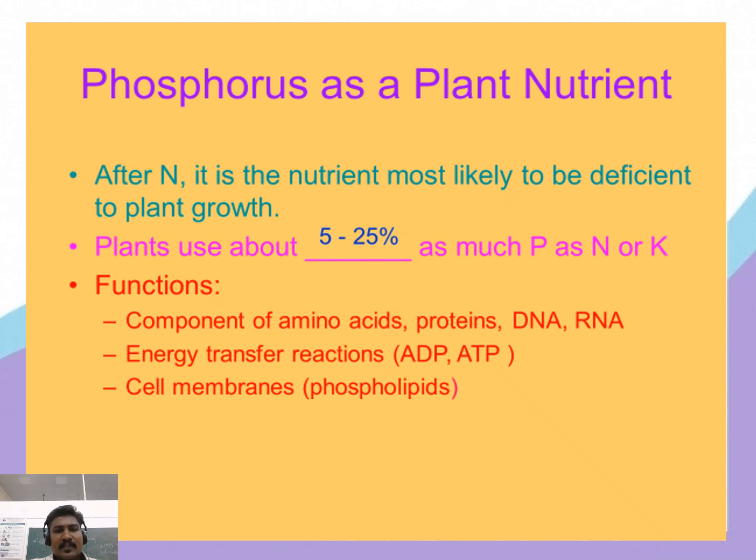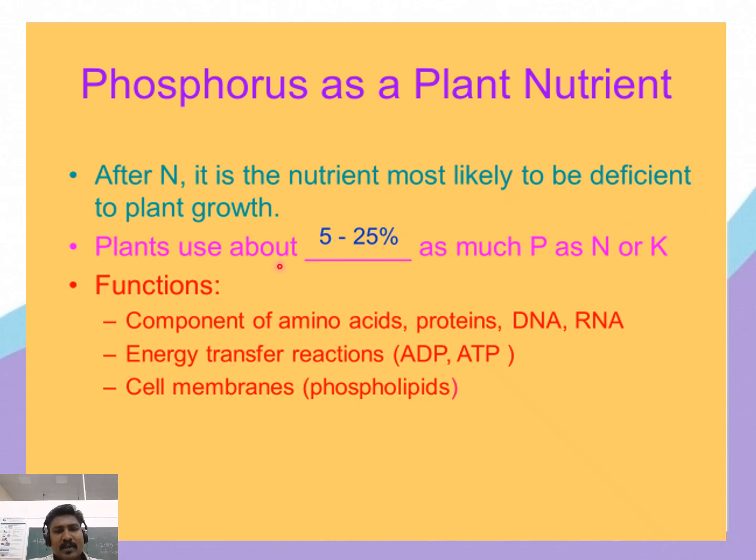Phosphorus as a plant nutrient. After nitrogen, it is a very important nutrient. As we have seen, it is the most limiting nutrient. It will create a deficiency in plant growth, and this deficiency is very typical, producing a purple color discoloration in the leaf, in all kinds of plant leaves.